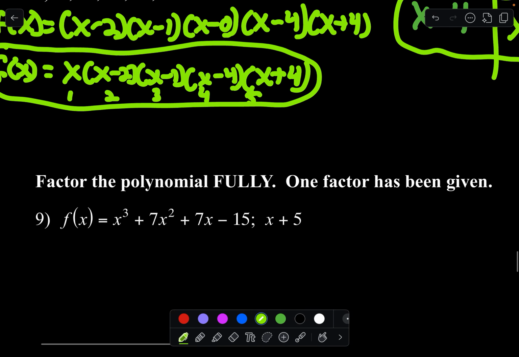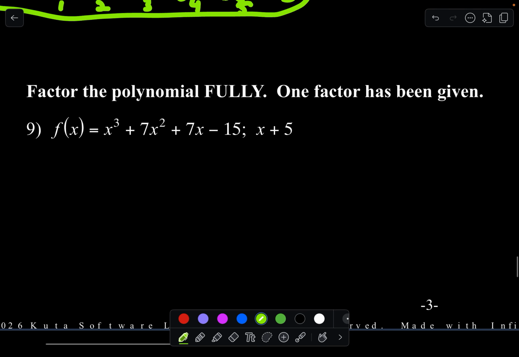All right. Wow. Last one. Pretty easy. Very similar to some of the other problems. I give you this polynomial, cubic, and then I tell you x plus 5 is one of the factors. You want to use that as your hook to find all the other factors. So we just divide x plus 5 into the given polynomial.